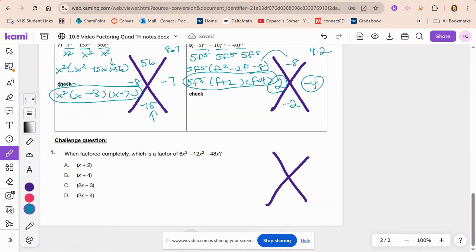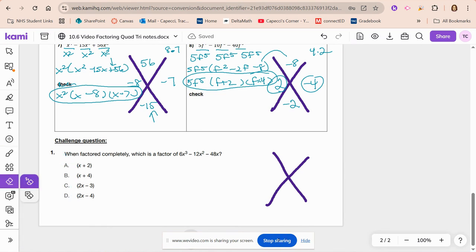All right, let's look at our challenge question for today. When factored completely, which is a factor? So again, if I look at my answers here, I'm not asking for just the factor. I'm asking which one is a factor. So it's just the wording is a little tricky. I'm going to factor it like I always did. I'm going to take out a greatest common factor, which looks like it's 6x.